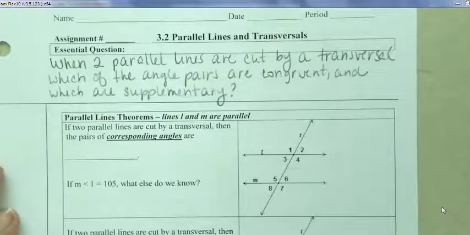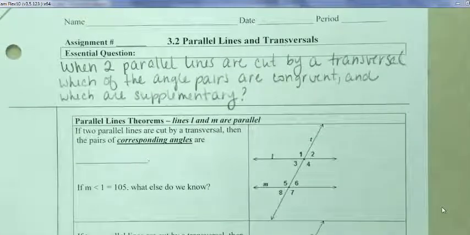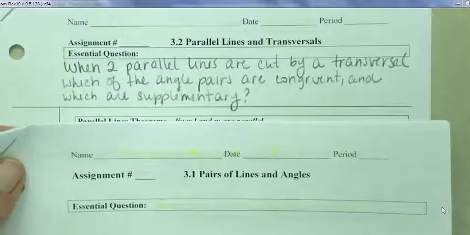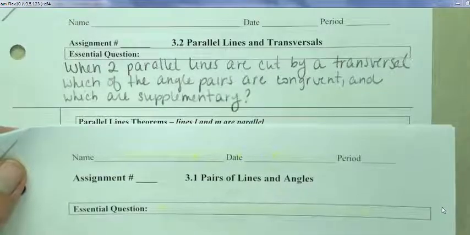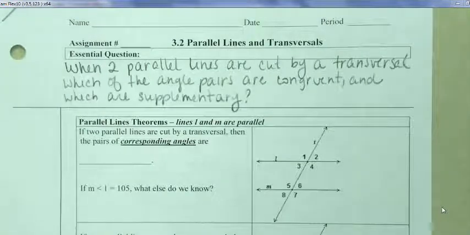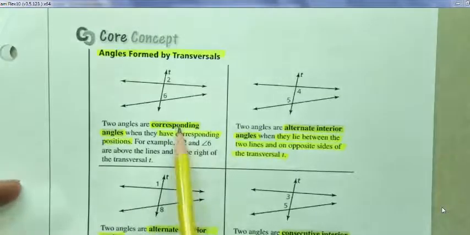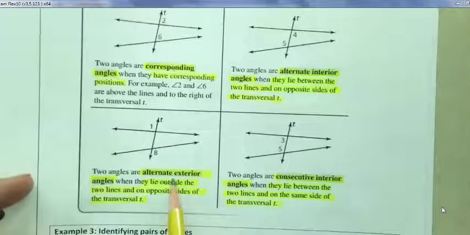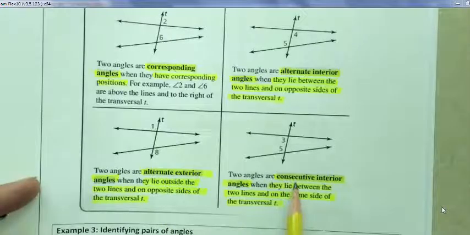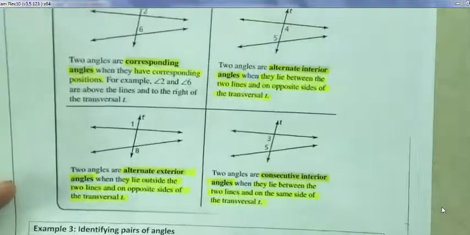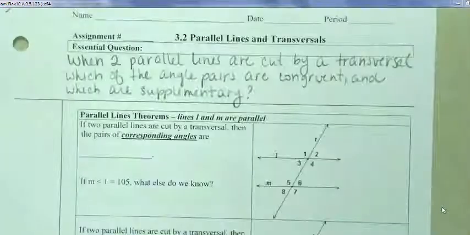Okay, 3.2 parallel lines and transversals. Now, before I move forward, it's really important that you understand the previous notes from 3.1. So we learned about some special angle pairs, and those special angle pairs were on that back page: corresponding angles, alternate interior angles, alternate exterior angles, and consecutive interior angles. If you still don't have these memorized, you need to learn these. Otherwise, this next lesson is not going to make any sense to you.